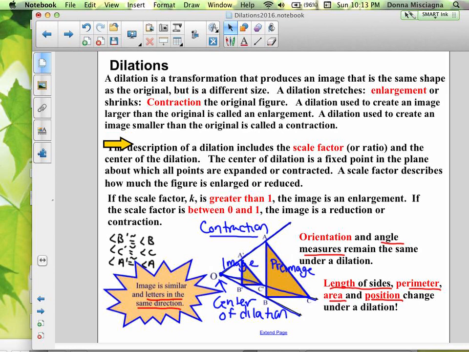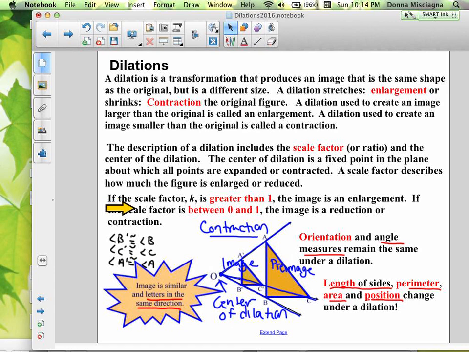So very important. If the scale factor is greater than 1, the image is an enlargement. A lot of times we use the letter K to describe our scale factor. So we'll say K is some number, and that's our scale factor. If it's greater than 1, the image is an enlargement. If the scale factor is between 0 and 1, the image is a reduction or contraction. We'll find out what happens if our scale factor is negative later on in this podcast.